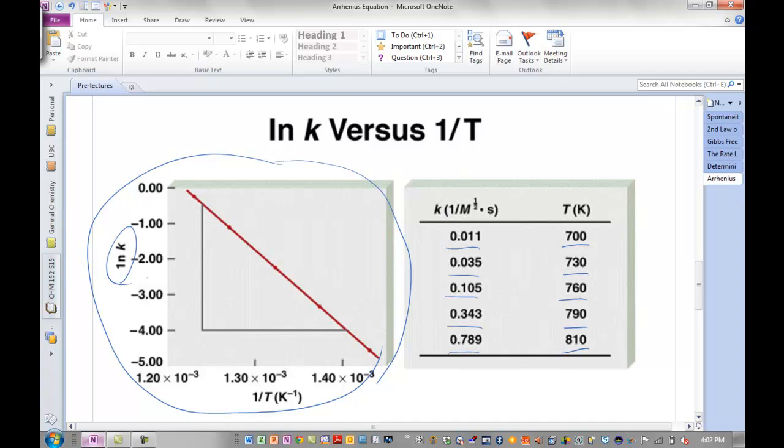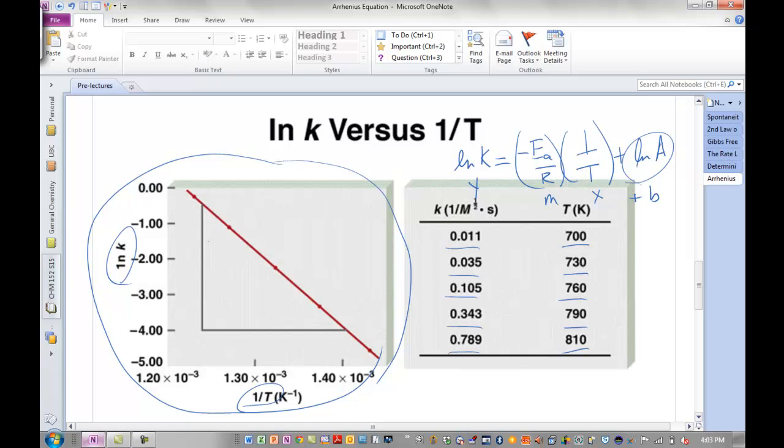So, natural log of k versus 1 over T. Remember the equation. I will give you this equation on a quiz or an exam, but become familiar with this. ln k equals minus EA over R times 1 over T, plus ln of A. Okay? So, here's our y, natural log of k. Here's our x, 1 over temperature. Our slope will be minus EA over R. And if we wanted our frequency factor, we could look at the y-intercept.